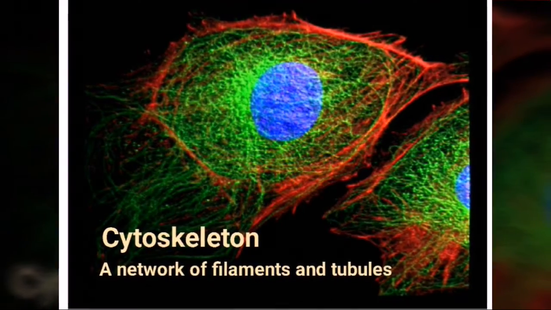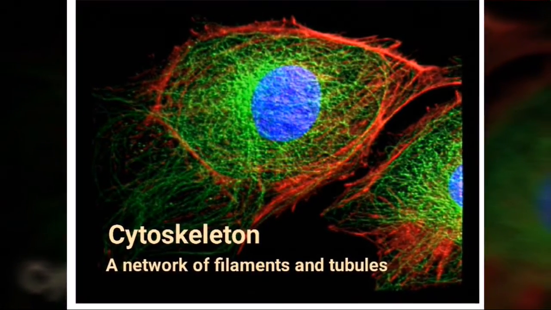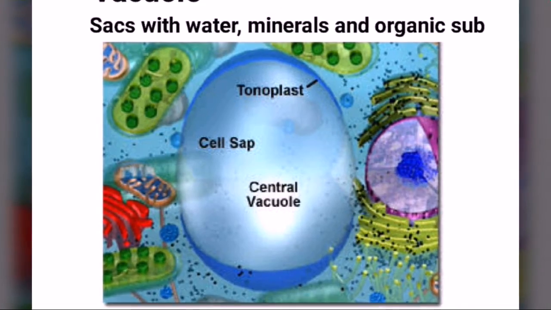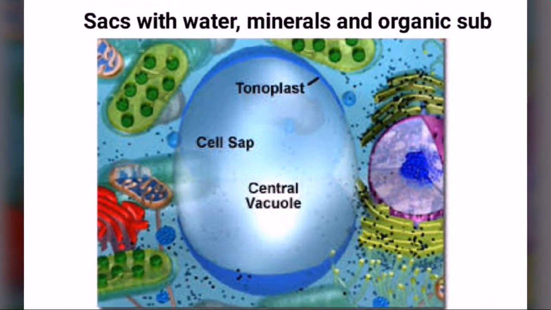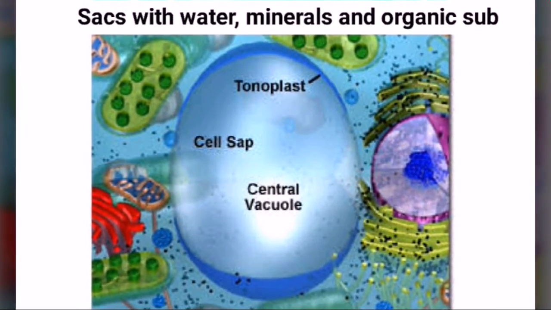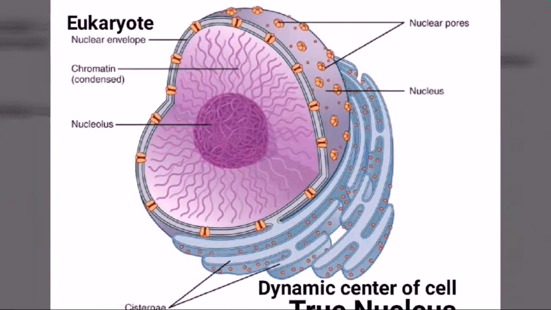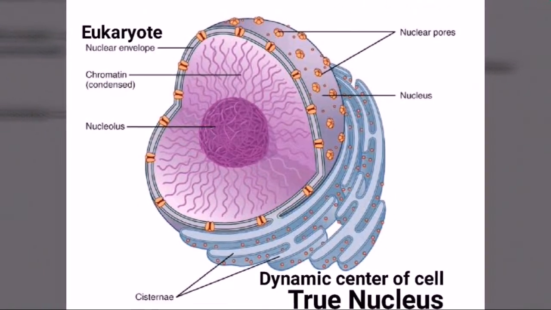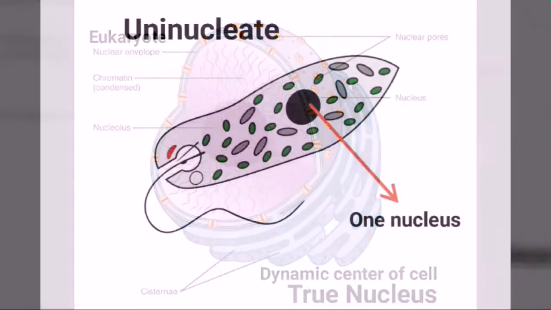Cytoskeleton, a network of filaments and tubules, can also be seen. Vacuoles, that is sacs with water, minerals and organic substances, are present. A true nucleus, that is the dynamic center of the cell with nuclear membrane, is present in these organisms.